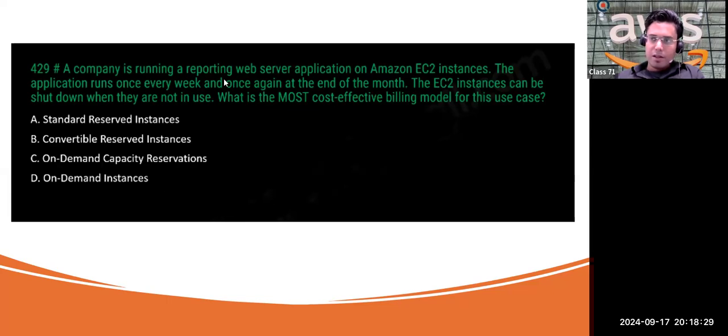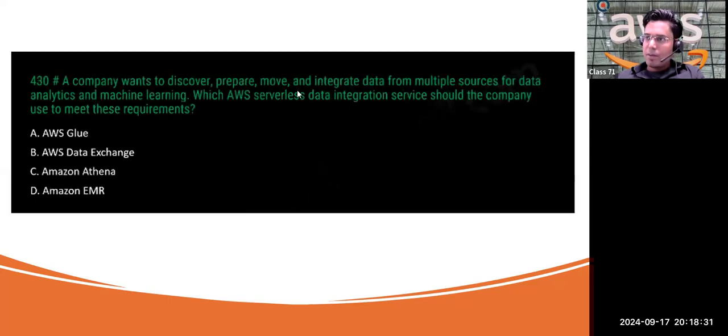Okay. So a company wants to discover, prepare, move, and integrate data for data analytics and machine learning. You have to remember this one. Just memorize it: whenever you see words like discover, prepare, move, integrate, or data and resources from data analytics, that's the machine learning topic. And as this is a serverless data integration service, it is AWS Glue. You can learn the AWS Glue definition whenever you have time. So the answer is AWS Glue. That's the only machine learning service that can integrate data.